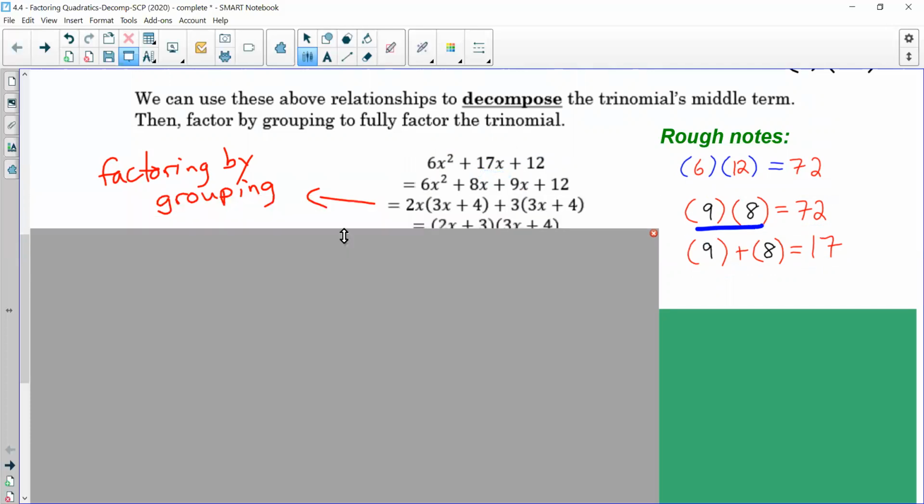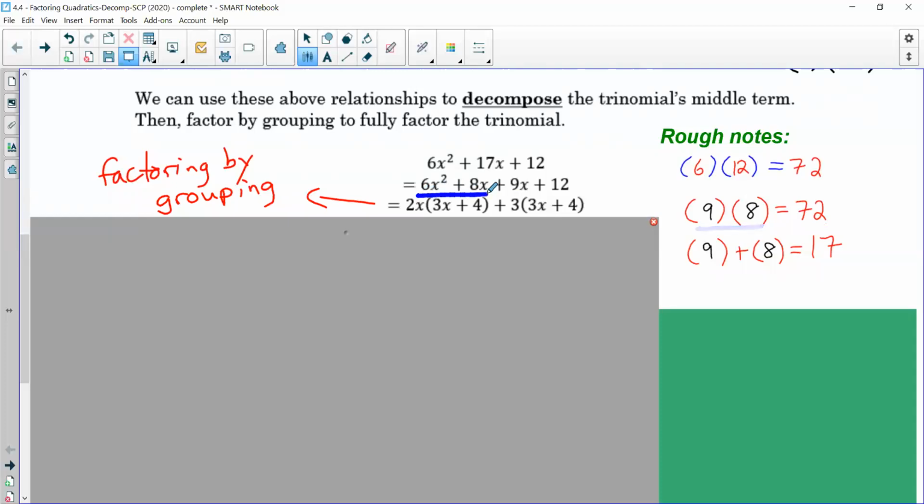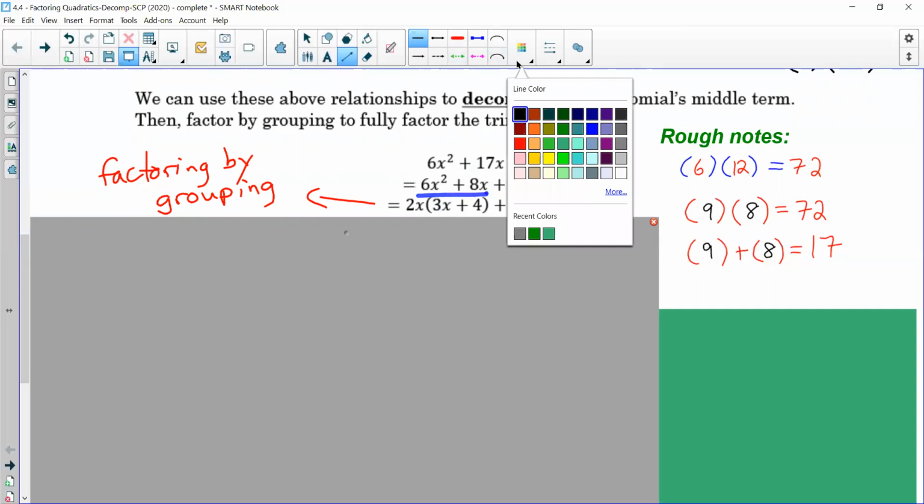So this next step might seem a little bit interesting. Let's take a look here. So this is called factoring by grouping. So if we look at the first two and the second two terms separately, maybe I should underline those with a slightly different color here.